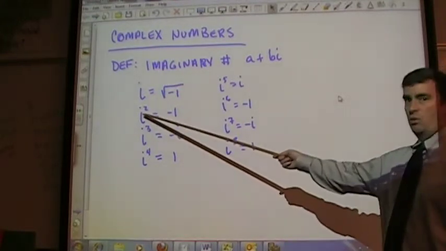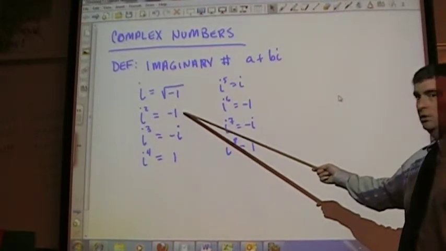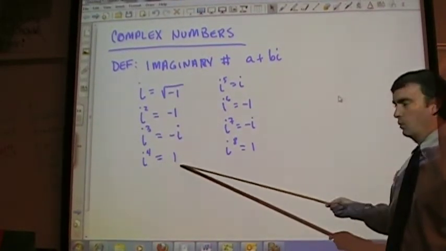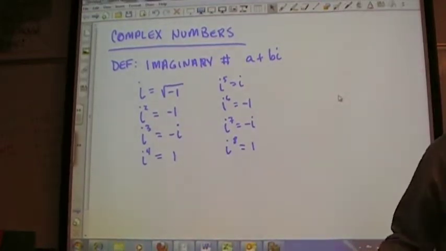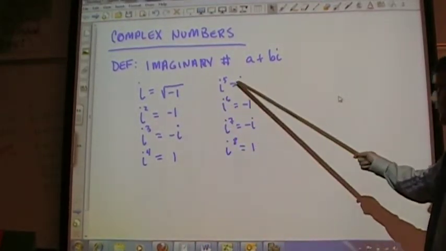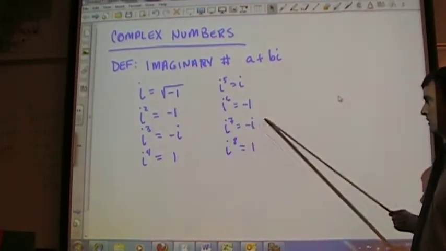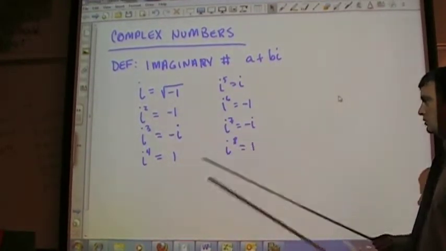If you have i squared, it simplifies to -1. i cubed is -i, i to the fourth is 1. After i to the fourth, it starts back over. So i to the fifth is i, i to the sixth is -1, i to the seventh is -i, i to the eighth is 1.